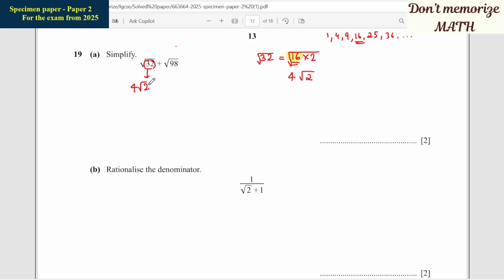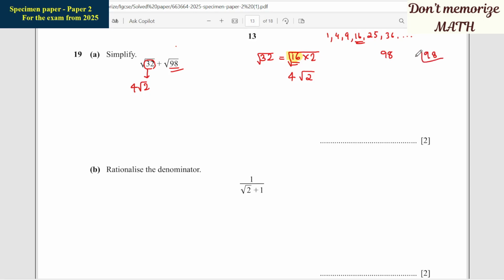This is the first method, the common method we always use. Whatever number you have inside the square root, first write it as a product of one perfect square and some other number if you can. Then you can simplify it easily. You can do the same for 98 also. You can write it as a product of a perfect square and some other number, like 49 times 2.